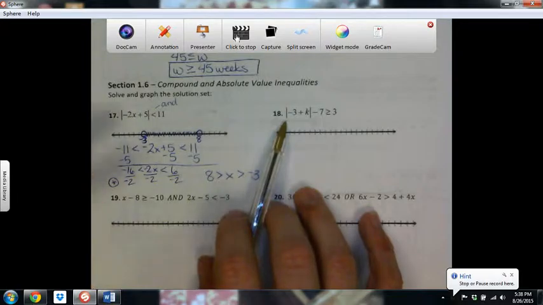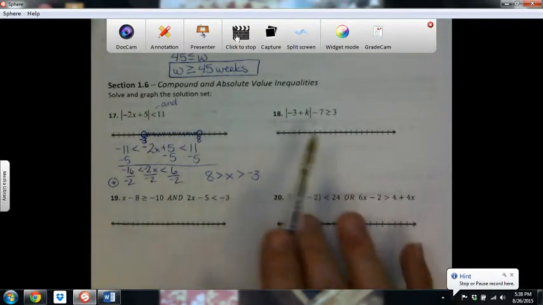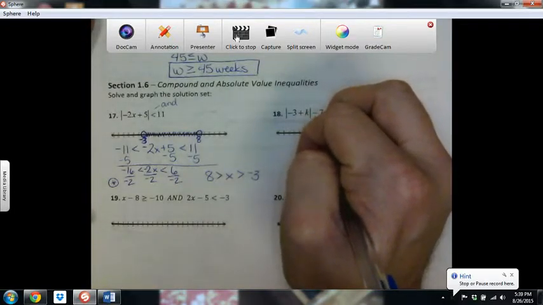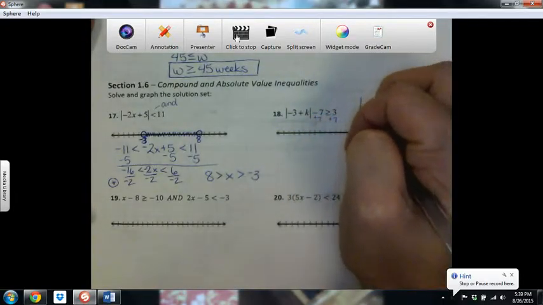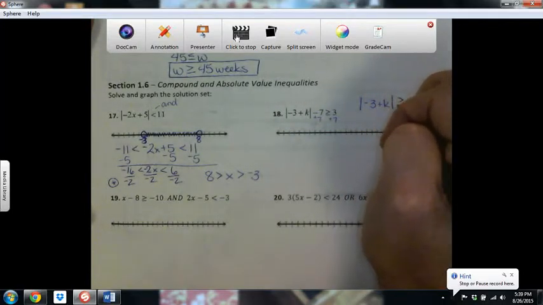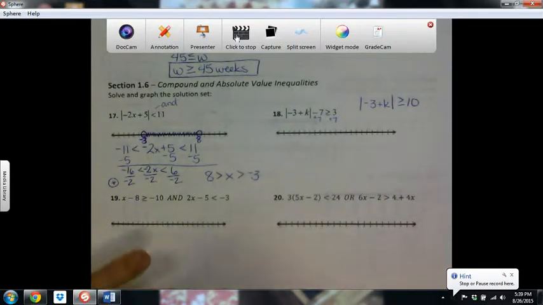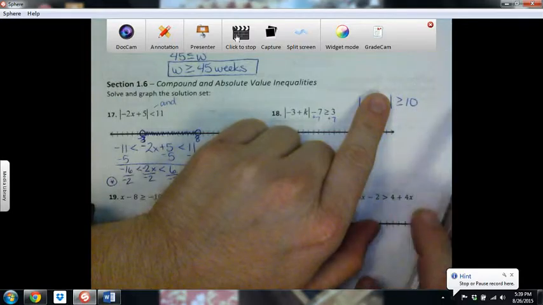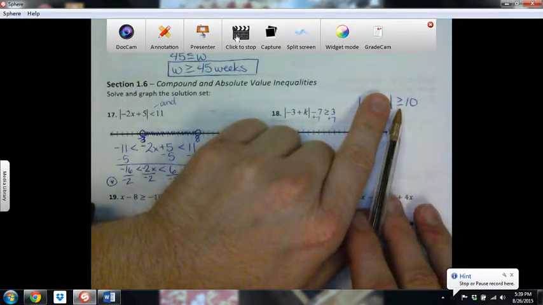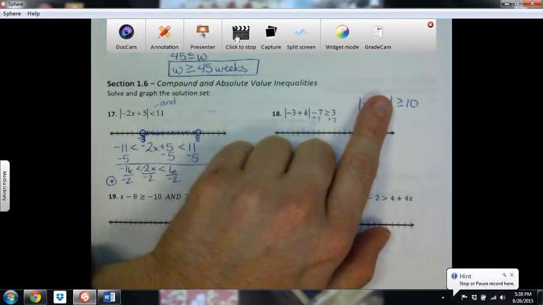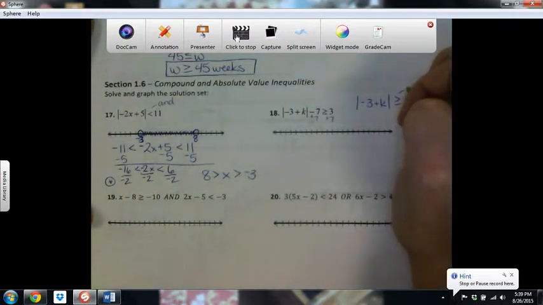For number 18, before I start worrying about the compound inequality, I want the absolute value to be by itself. So the first thing I'm going to do is add 7 to both sides, and I'm going to rewrite this as the absolute value of negative 3 plus k needs to be greater than or equal to 10. Now, that's saying that this distance from 0 needs to be greater than or equal to 10. So this is more extreme. We want to be further from 0 than 10 is. So we could be past positive 10 or to the left of negative 10. This is an "or" inequality.